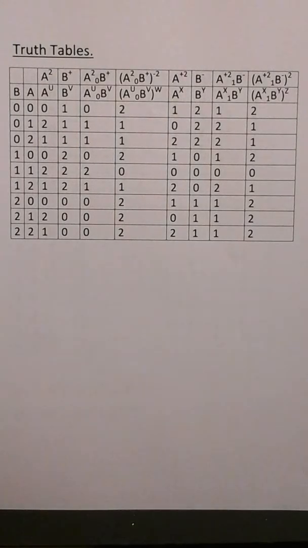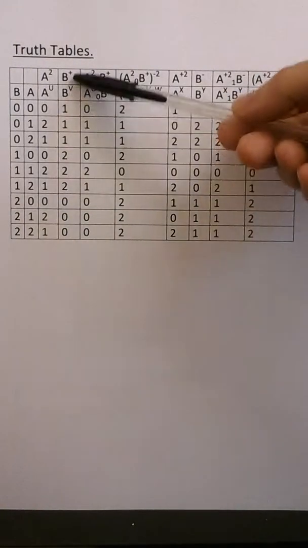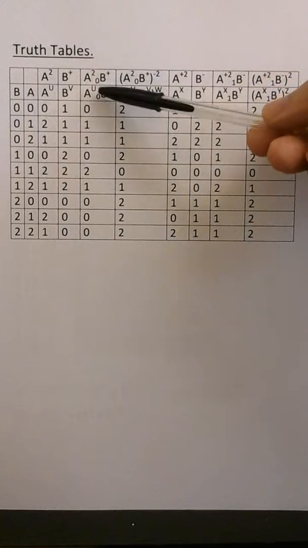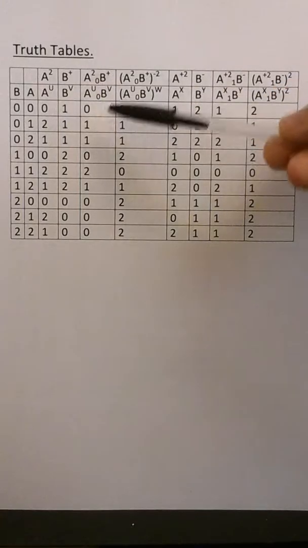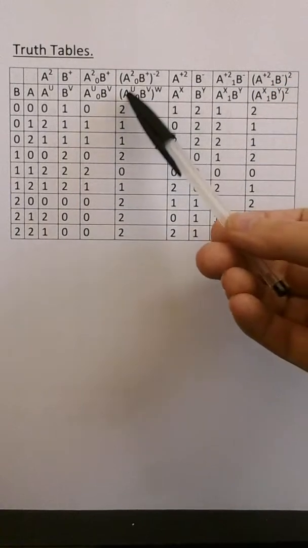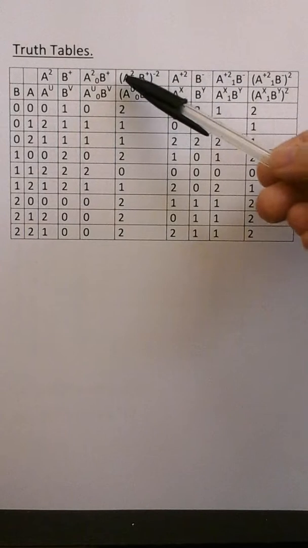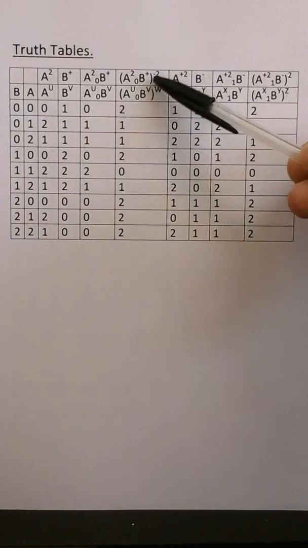Here you have the truth table. You have A squared and A B plus, sorry. This is function F1, AU 0 BV. In this case AU is A squared and BV is B plus. Here we have the output, the same function with the output W, which is A minus 2. So we have A squared 0 B plus to the minus 2, which takes a 0 to a 2, 1 to a 1, and 2 to 0.